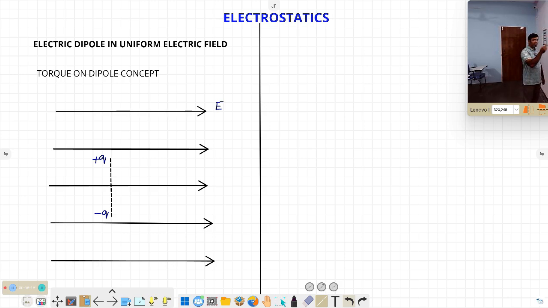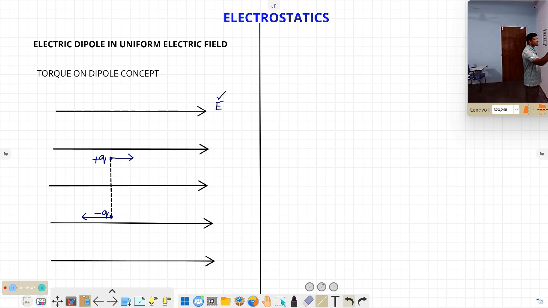Now, in what direction does the positive charge experience a force? We already know the concept. In the direction of the electric field, the positive charge experiences the force. In the opposite direction of the electric field, the negative charge experiences a force. So according to the concept, the positive charge experiences a force due to this electric field in this direction, and the negative charge experiences a force in this direction. These are the directions of the forces due to the electric field.